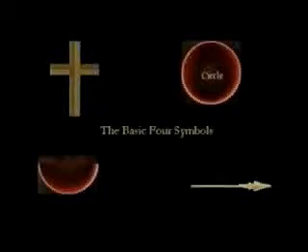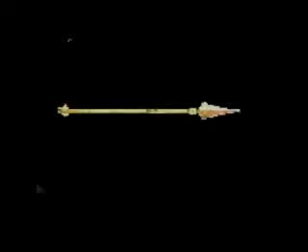The astrological symbols of the planets and the zodiac signs are symbolized by four basic forms: the cross, the circle, the semicircle, and the arrow.